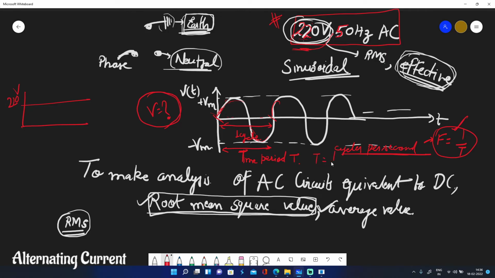You can find the time period of this. T equals 1 by f, and 50 hertz is the frequency, so the time period in seconds will be 20 times 10 to the power minus 3 second, that is 20 millisecond. That means this wave takes 20 milliseconds for one cycle. So this is the standard: 50 cycles per second, 50 hertz, and this is the RMS value. This is the way you represent a power supply. In India, the power supply standard is 220 volt, 50 hertz AC.